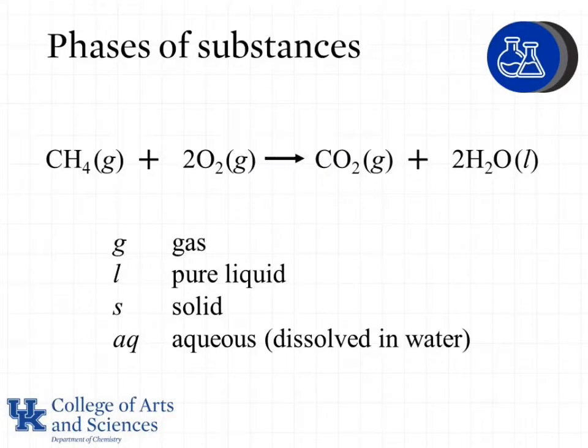Other information can also be included in a chemical equation. Most often, we will see the phases of substances in the equation. These are given in parentheses after the chemical formula for each substance. G stands for gas, L is a pure liquid, S is a solid, and AQ is aqueous or dissolved in water.